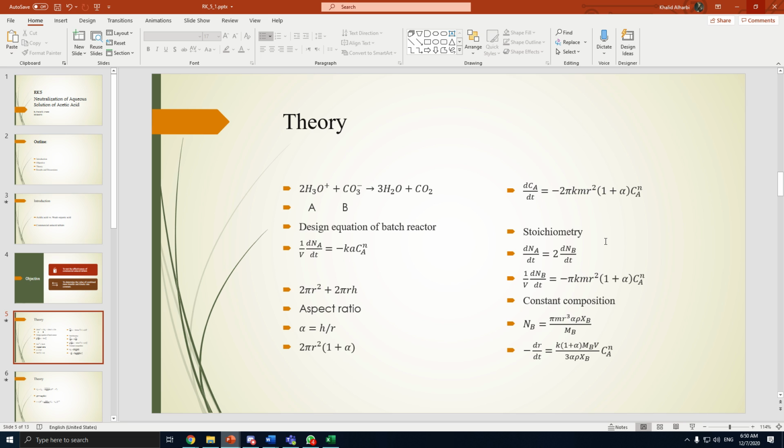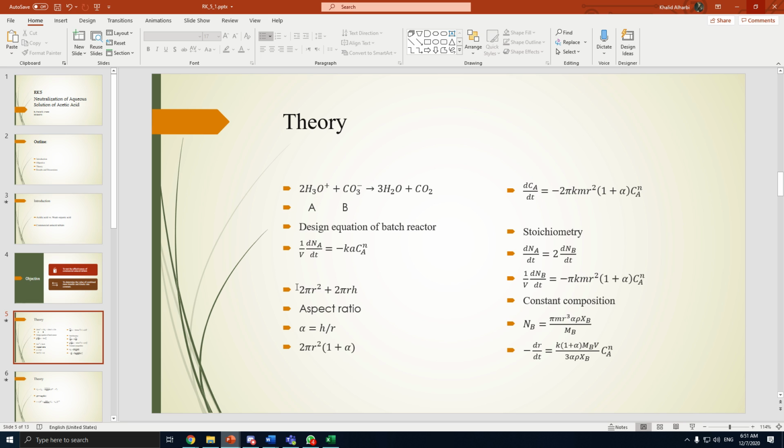Now, the theory is quite simple. It's as follows: the reaction is given in this equation, in which the hydronium ion is thought of as reactant A and the cation is thought of as reactant B. The design equation of a batch reactor is used because the reaction is supposed to take place in a batch reactor.